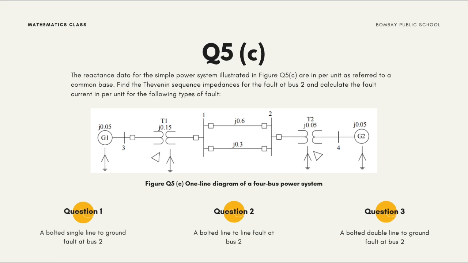Okay, for the first question is a bolted single line to ground fault at bus 2. Second question is a bolted line-to-line fault at bus 2. And the third question is a bolted double line to ground fault at bus 2. Okay. This is the one line diagram of a 4-bus power system.